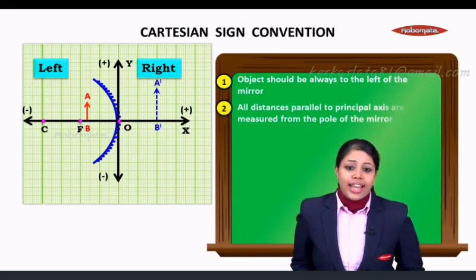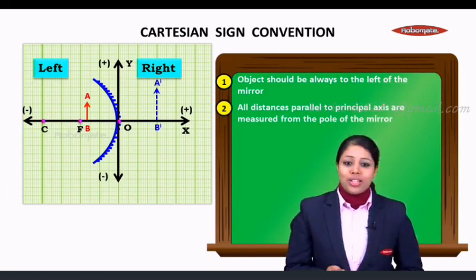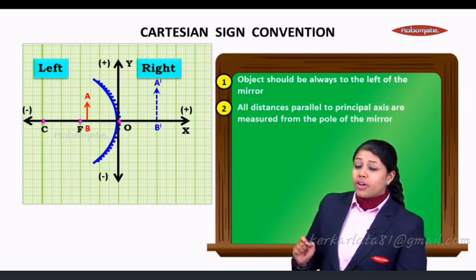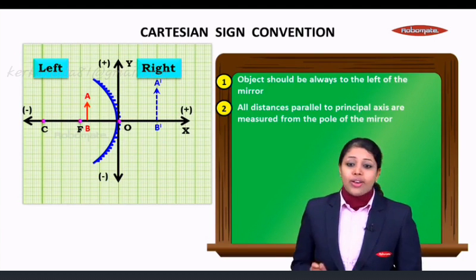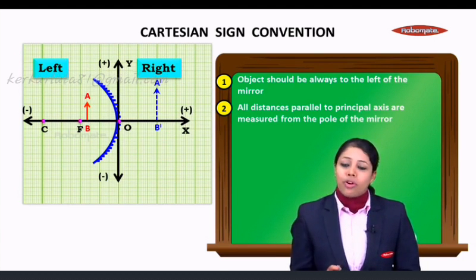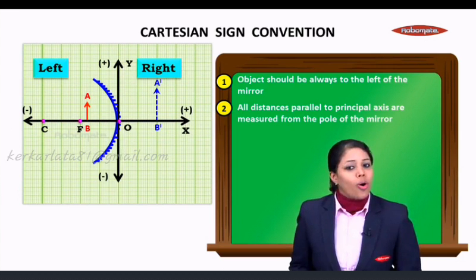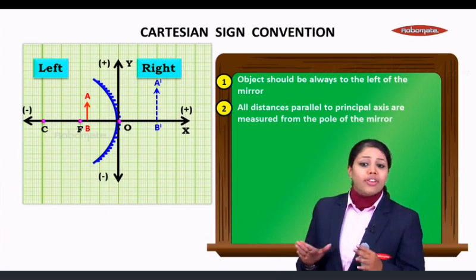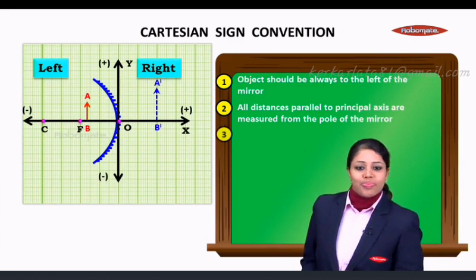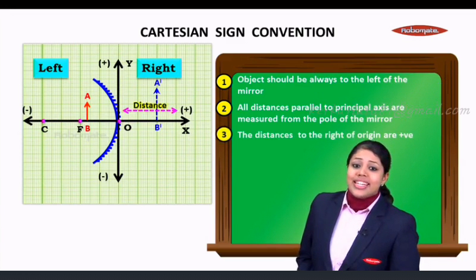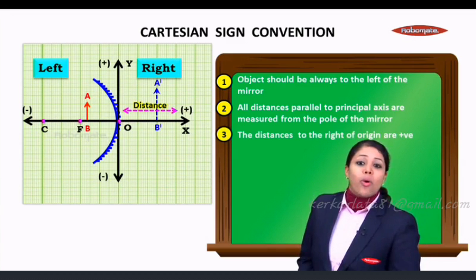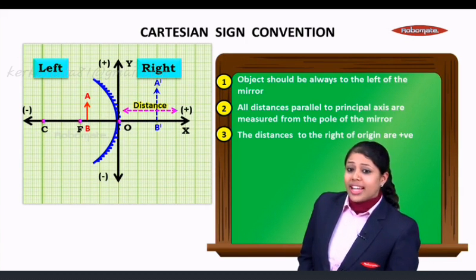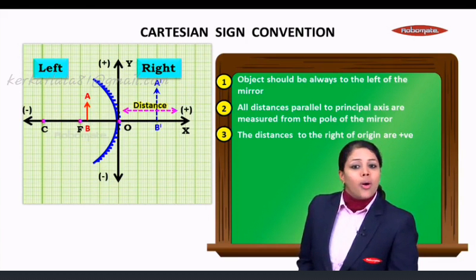Now the second point says all distances parallel to the principal axis are measured from the pole of the mirror. So whenever you want to measure anything, you have to measure it from the pole. From the pole means from the origin. So all the distances, object distance, image distance, everything you will measure from the pole. Next, the point says the distances to the right of the origin are positive. So according to the graph, the right side is positive.